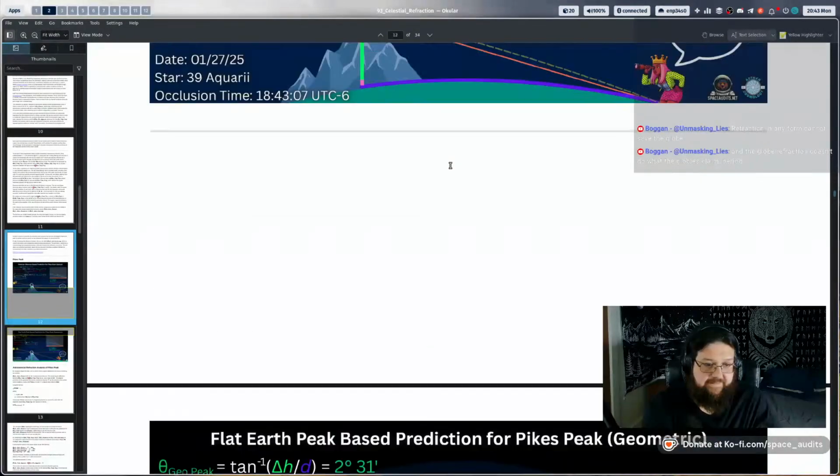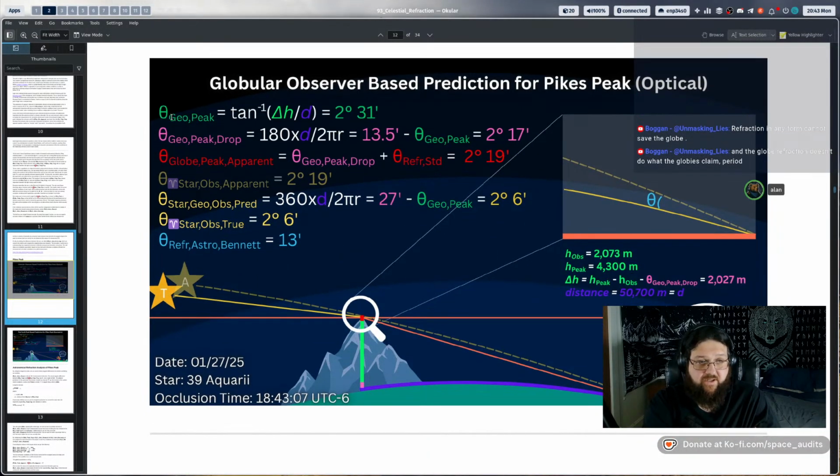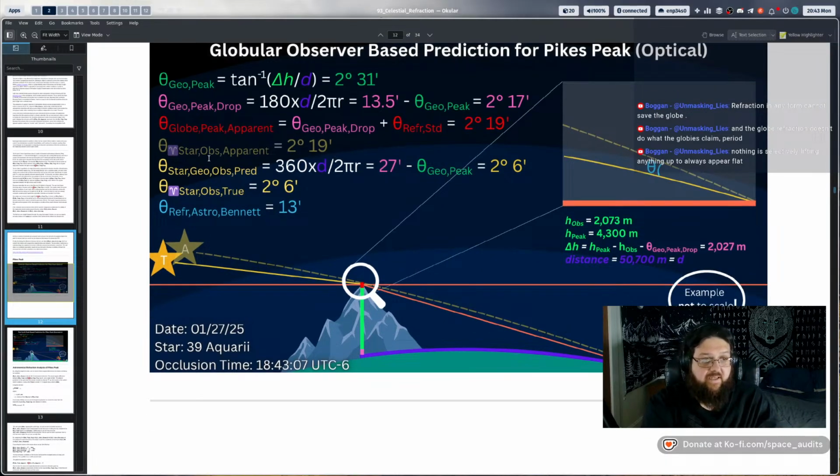Okay. So to start us off here, we're going to go with Pike's Peak. So the globe, let's go over the stats here. Geometrically, we have 2 degrees 31 arc minutes, and then we subtract 13.5 arc minutes from that, which gives us 217 for the geometric peak. If you account for terrestrial refraction, that would give you 219 there. The star's apparent position at the time of occlusion for the observer was 219.